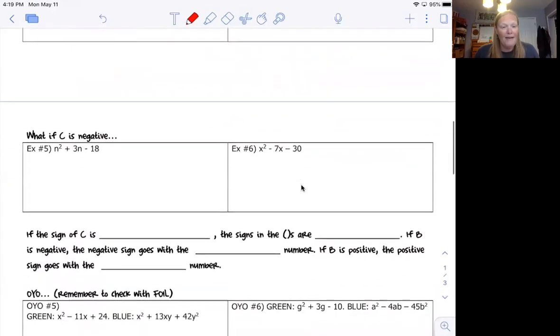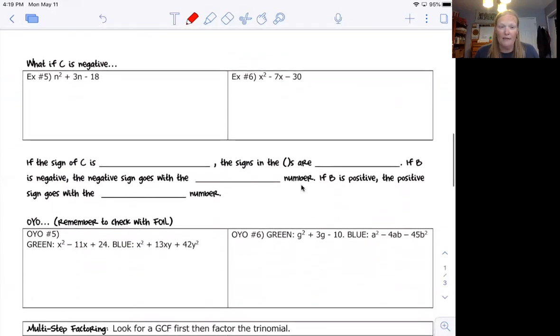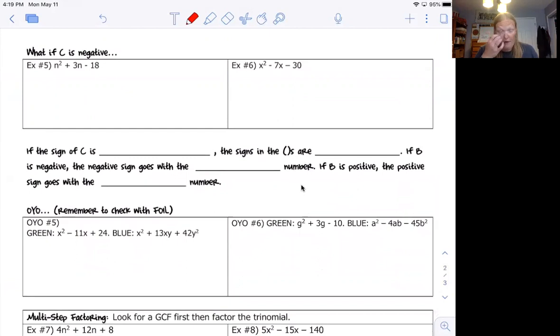All right, cool. Now let's talk about if C is negative. Okay, these are a little bit trickier. Well, let's just jump in. So the process is the same. I still have to find factors of C that add up to B. So I'm still finding factors of negative 18 that make a positive 3. So let's start by listing our factors.